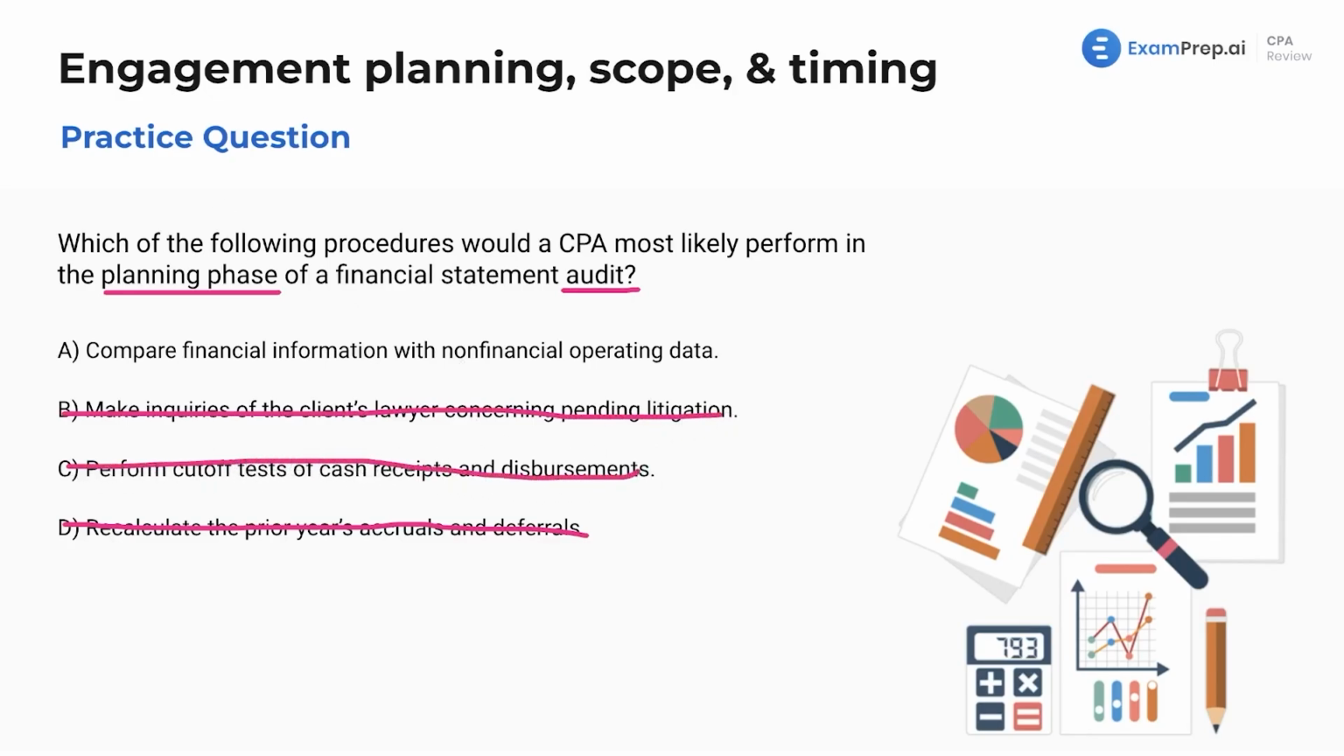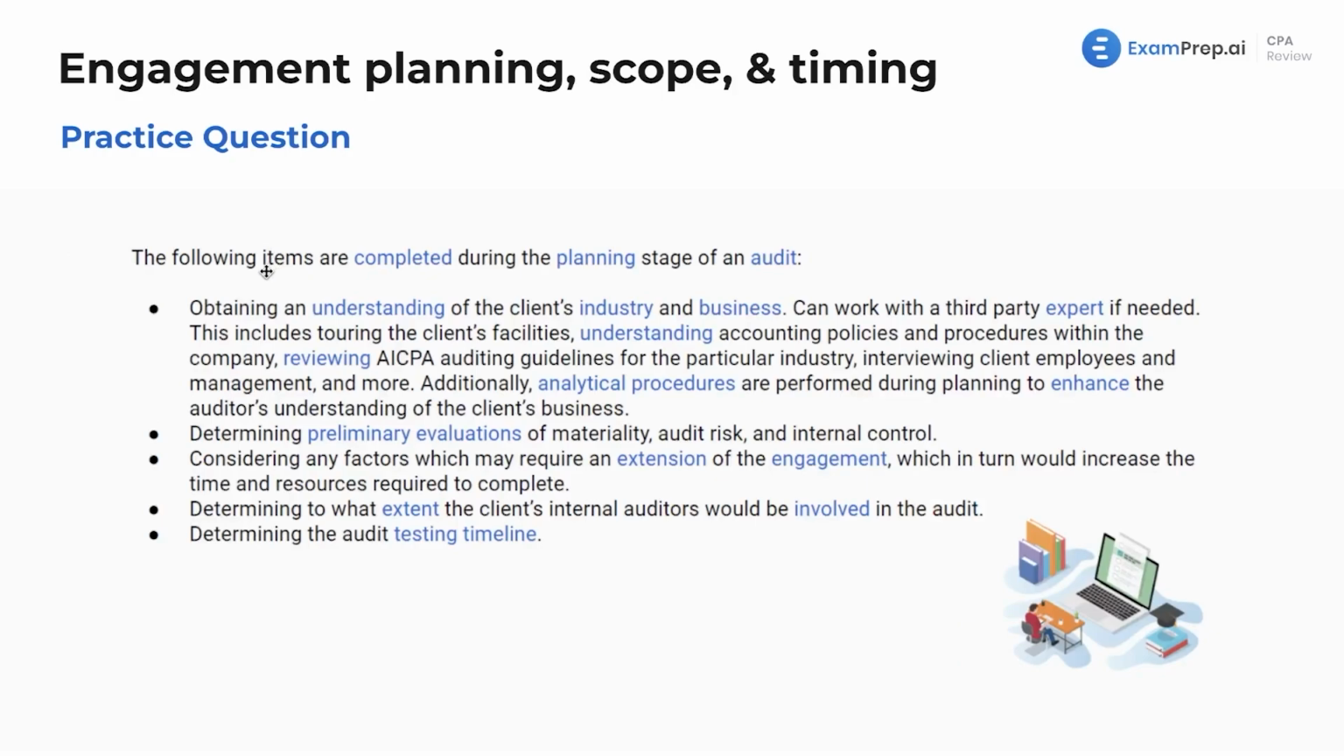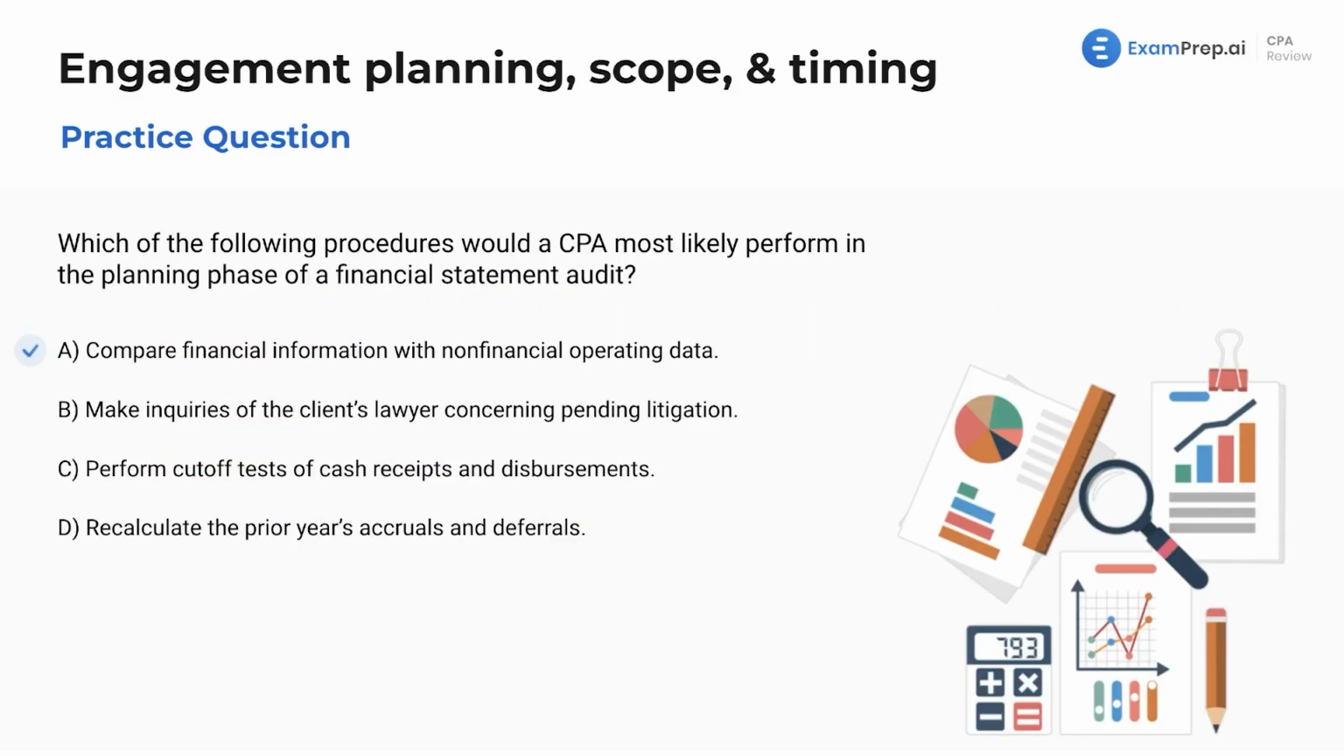However, what we will do during the planning phase is compare financial information with non-financial operating data, also known as analytical procedures. And for your reference, right here, the following items are completed during the planning stage. We're going to do analytical procedures, enhance the understanding of the client's business. So even though we are doing a little bit of math here, comparing financial data with non-financial data, it's just to get an understanding of the business, right?